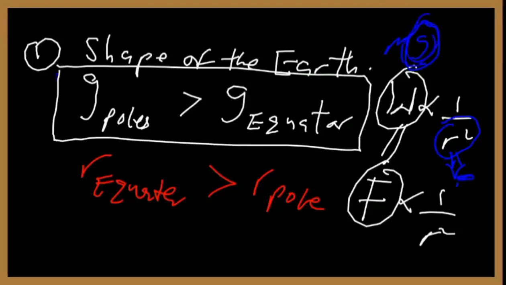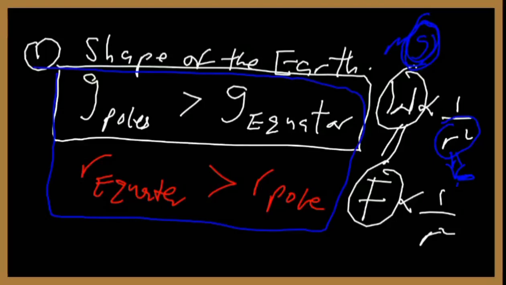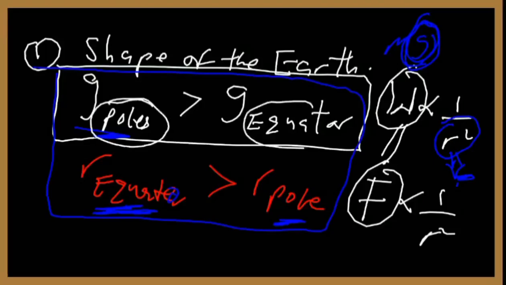Now look at this relationship here. You can see that r is greater at the equator than the pole. Are you there? Then this one will be opposite. g is greater at the pole than the equator. So this means that an object will weigh more at the pole than the equator. So that's the first factor that affects the weight of the body.